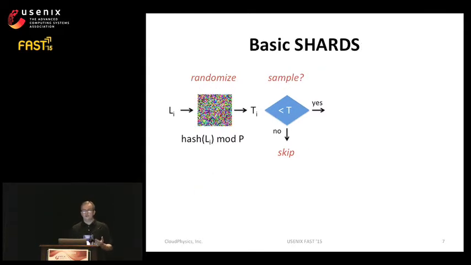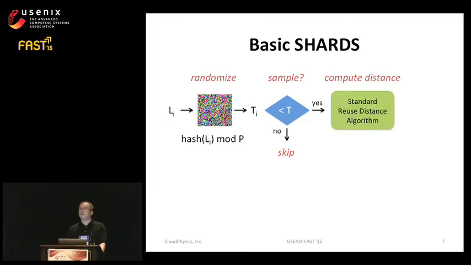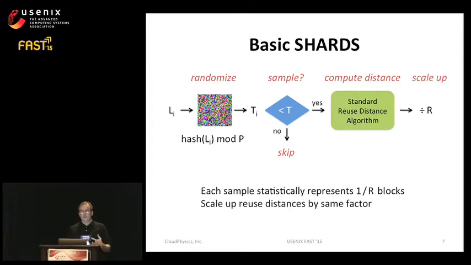For basic shards, we simply take this spatial sampling filter and place it in front of an existing reuse distance algorithm, effectively scaling down its inputs. We then take the reuse distances that are output by the algorithm and scale them back up based upon the sampling rate, since each sample represents 1 over R locations in a statistical sense. In practice, each sample typically represents hundreds or thousands of locations.